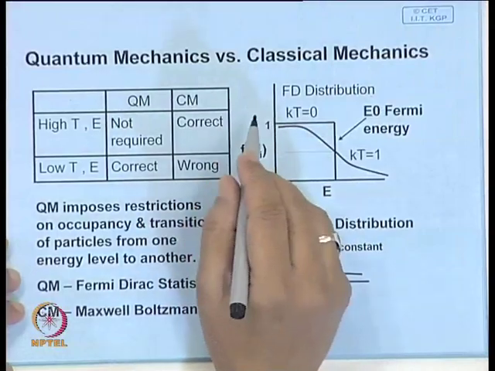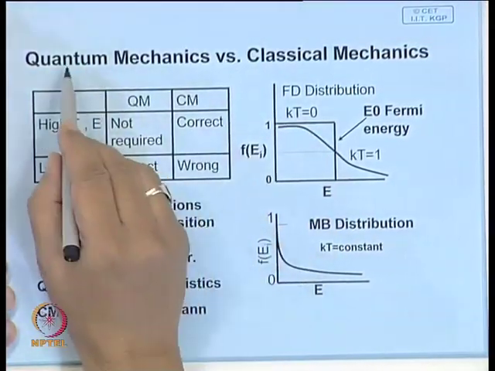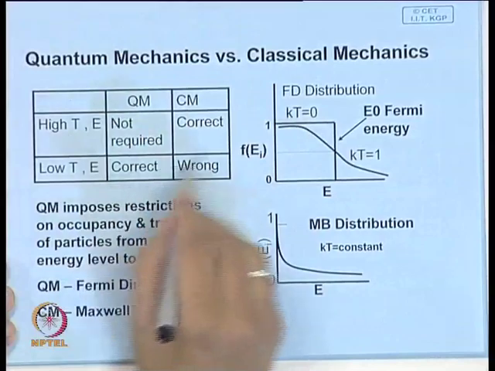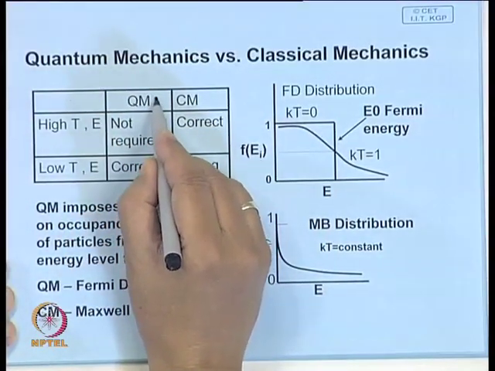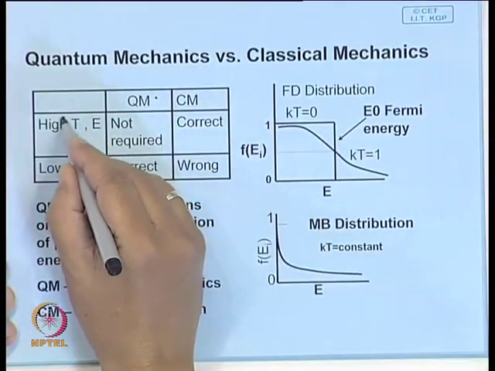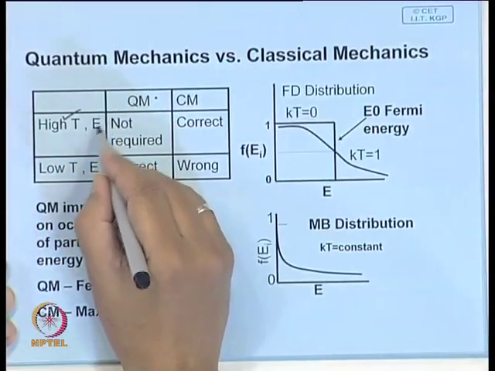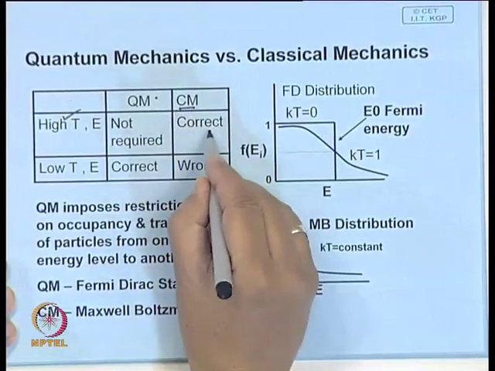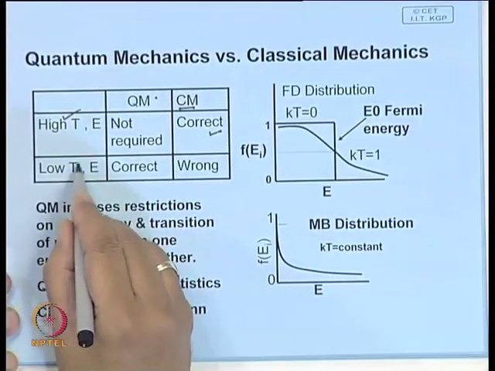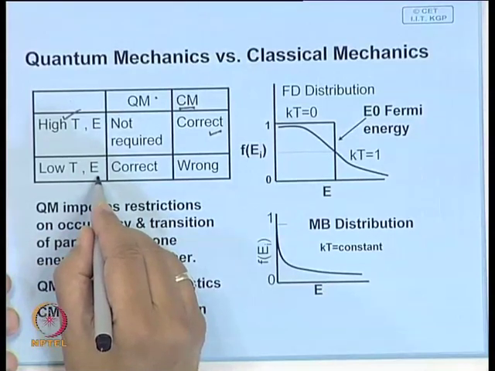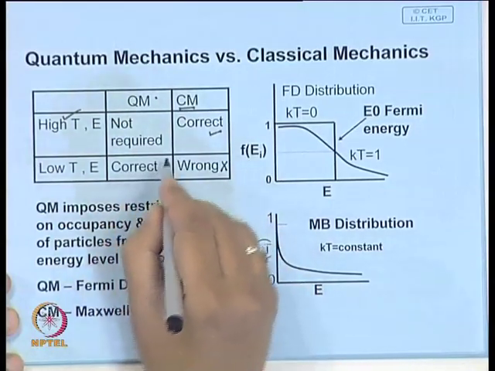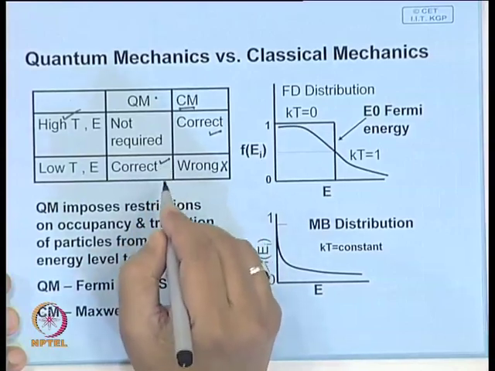And we talked about that to explain this, one has to refer to quantum mechanics. And here is a short table which tells you when to apply quantum mechanics and when classical mechanics. Usually when we are looking at high temperature and high energy, that means particles have higher energy, classical mechanics gives correct prediction. However, when the temperature becomes very low, or the energy of particles is very low, in that case classical mechanics gives wrong prediction. And this is where one needs to apply the principle of quantum mechanics.